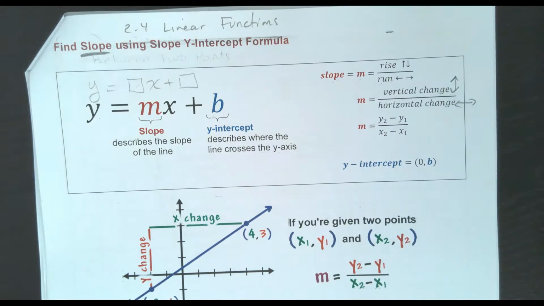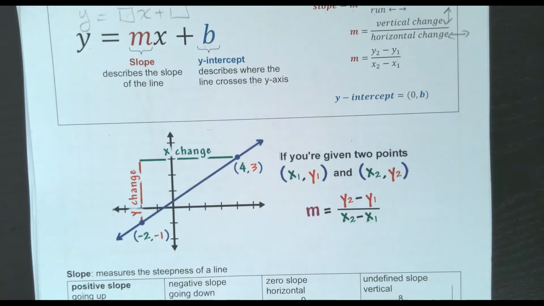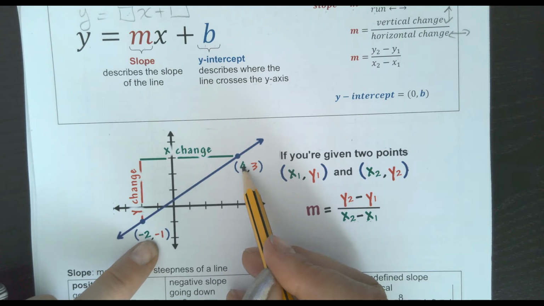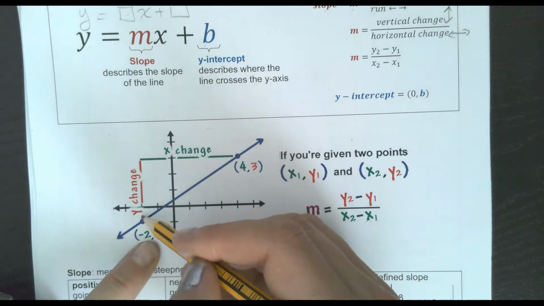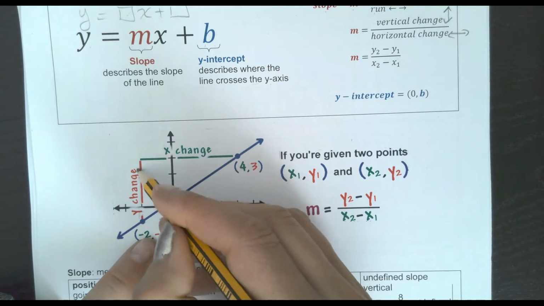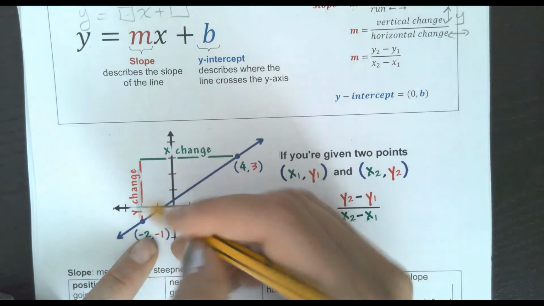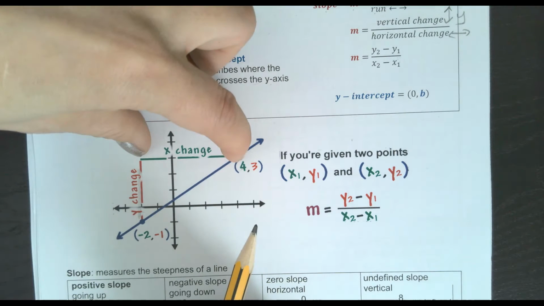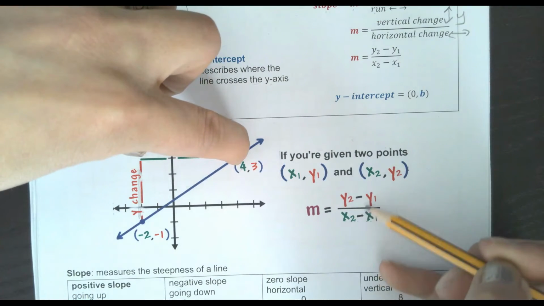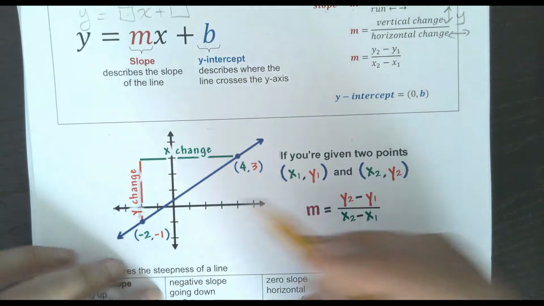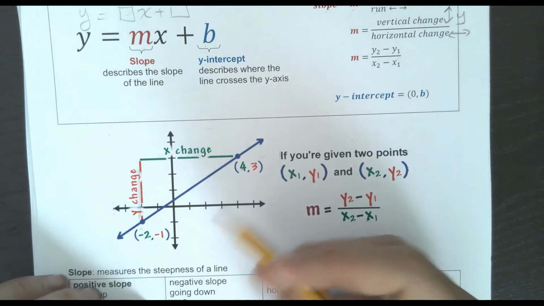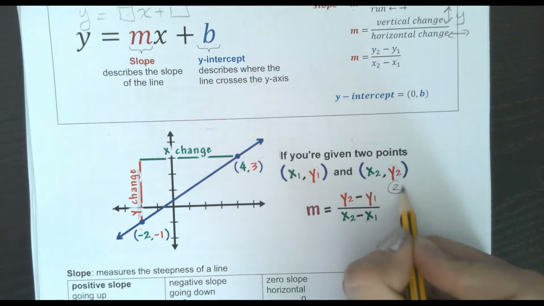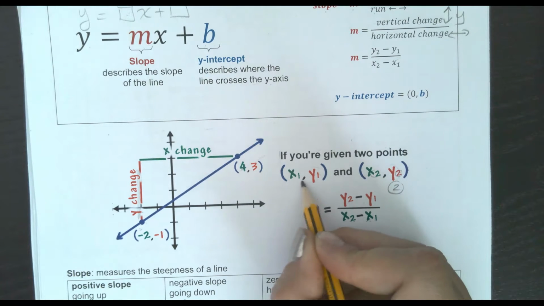Okay. So here, if I want to find the slope between these two points, if I find the vertical change, this is the y change. If I find this number, and if I find this number, I can put it as a fraction, and that's my slope. So if I'm given these two points, I take my y values, and I say, okay, this is going to be my point 2. That's why I have these little 2's. This is going to be my point 1.